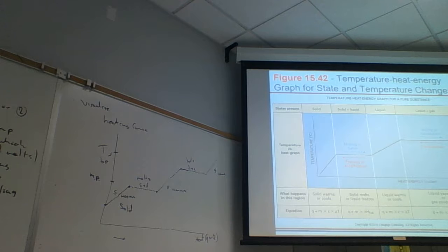Okay, so the amount of heat depends on how many grams. The more grams, the more heat. The amount of heat depends on the temperature change. The bigger the temperature change, the more heat. The smaller the temperature change, the less heat. And the amount of heat depends on C. Now what is C? C is called the specific heat in this case. C equals the specific heat. It's also called the heat capacity.